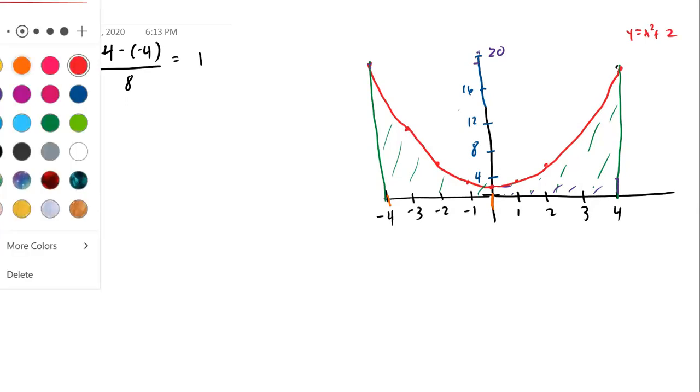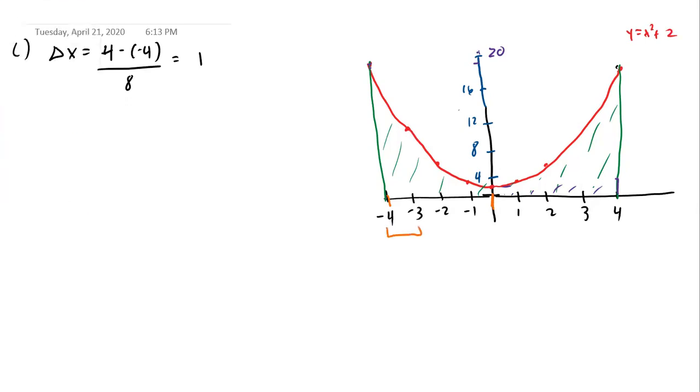Let's go ahead and draw everything. So we have 1 subinterval, 2 subintervals, 3 subintervals, 4 subintervals, 5 subintervals, 6 subintervals, 7 subintervals, and 8 subintervals. And again, just once you have the change in x, you start with the left endpoint and that change in x each time. Now, as before, we're going to go ahead and use the left endpoint of the function as the height of the rectangle.